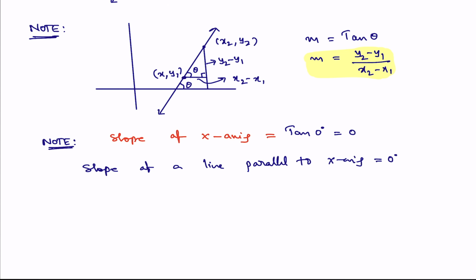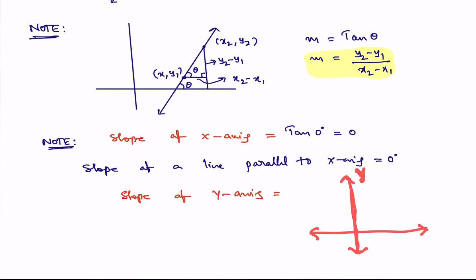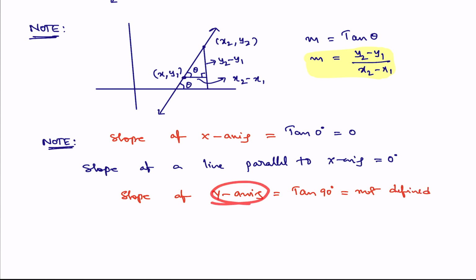Next point, the slope of the y-axis. To find slope, you need to know either the inclination or 2 points on the y-axis. The inclination of the y-axis is 90 degrees. So the slope of the y-axis is tan 90 degrees. What is the tan 90 degree value? Not defined. That means the slope of the y-axis is not defined. This is important.